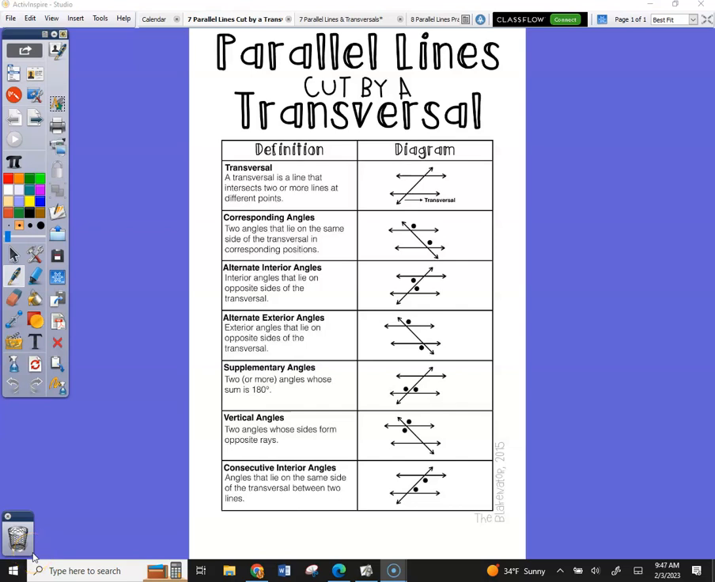Right, this is page 26. Oh my word. I'll try that again.